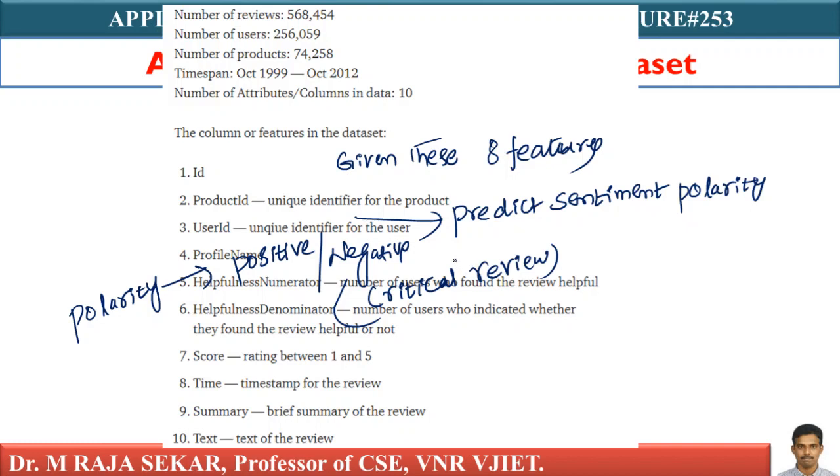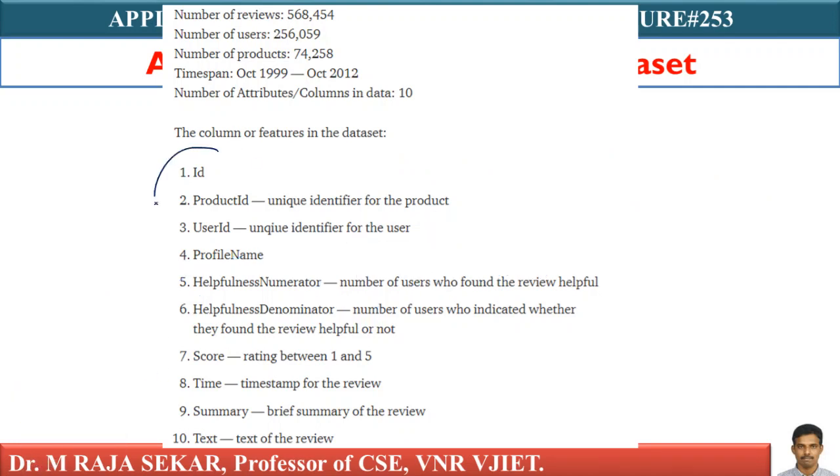How are you determining whether positive or negative? We are determining from score. That's our problem definition. Now we are not considering score, that you must understand. I am not considering ID and I am not considering score. I am considering only 8 features.